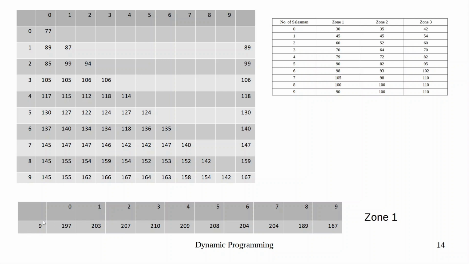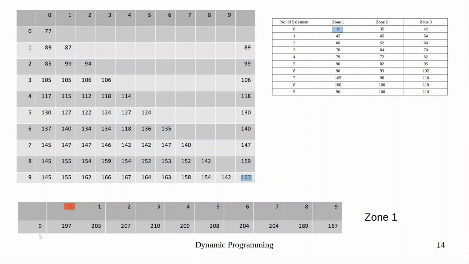Now, in zone number 1, well, all the salesmen are available to zone number 1. So, from 9, we can allocate 0. If we allocate 0, then the sales is going to be 30. And if 9 are allocated to zone 2, the highest sales that we can get is 167. Well, how will that happen? We'll have to take the highest number from these rows, which is 167. So 167 plus 30 makes it 197.